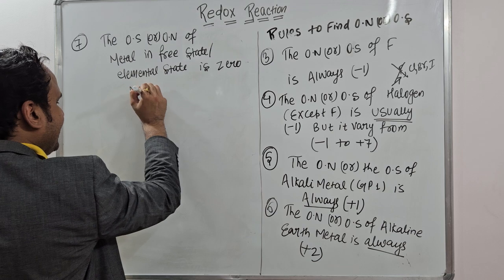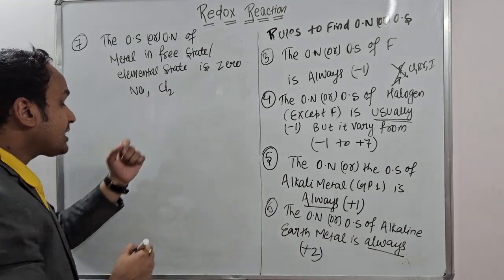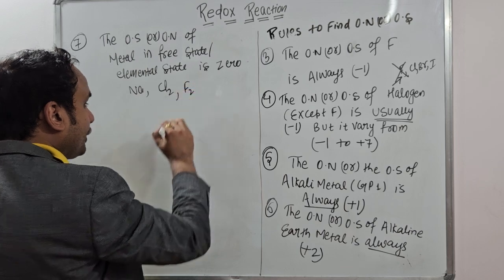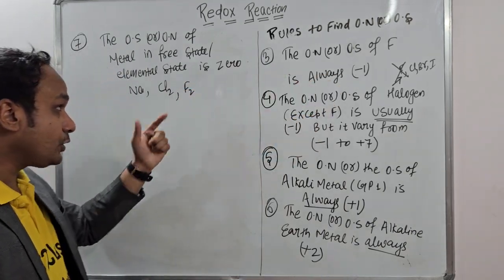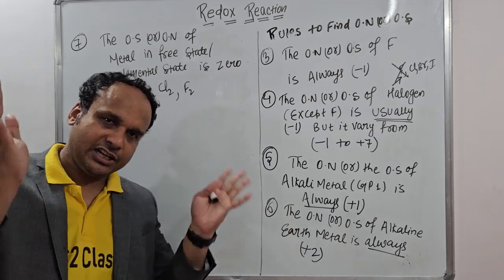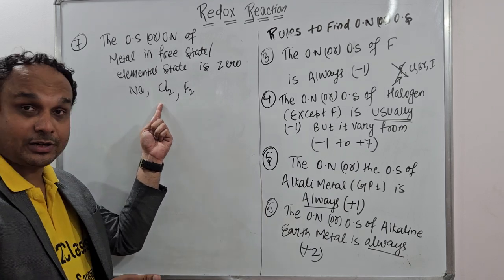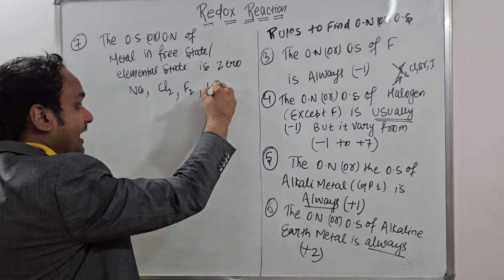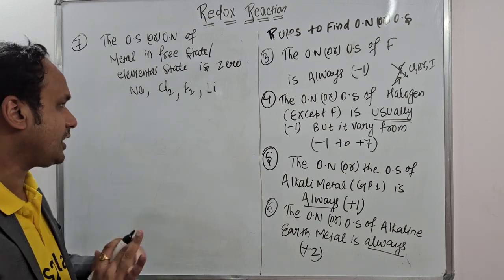Suppose I have written NaCl. Chlorine gas is diatomic, Cl2, F2. So in these cases, fluorine, not F2, fluorine has -1. If any element or metal is found in its natural state, where nature has given its state, we know that gases are diatomic, so I have written it over here. Like Li, they have the oxidation state as 0 if they are found in natural state.